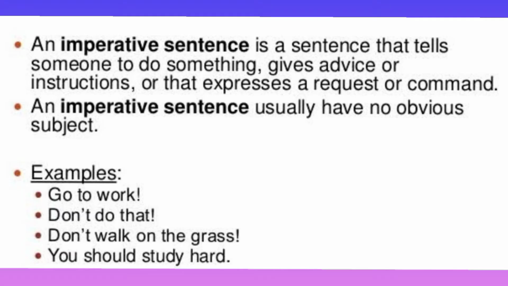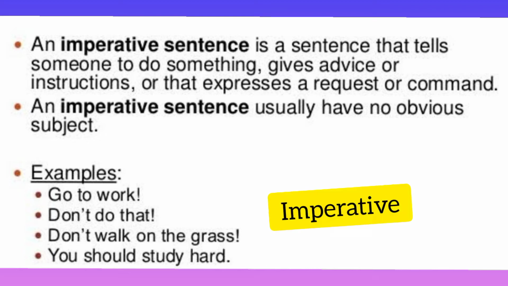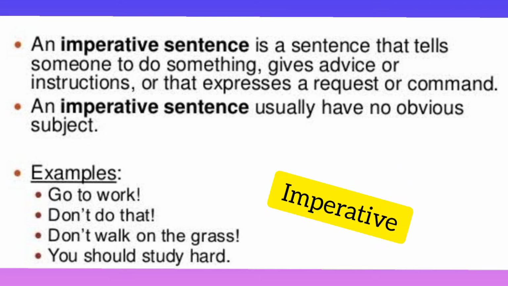An imperative sentence is a sentence that tells someone to do something, gives advice or instructions, or that expresses a request or command. An imperative sentence usually has an obvious subject. Examples: go to work. Don't do that. Don't walk on the grass. You should study hard. Look at the examples. Those are called imperative sentences.